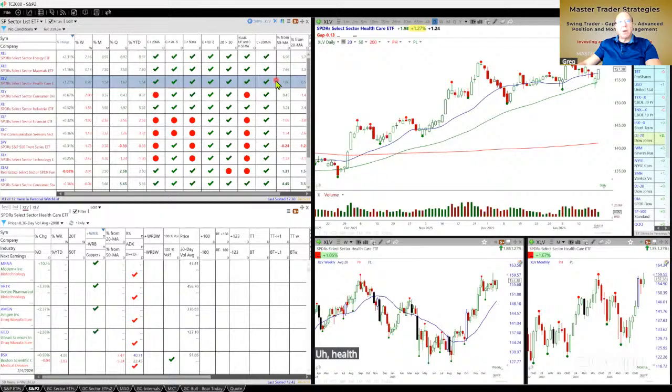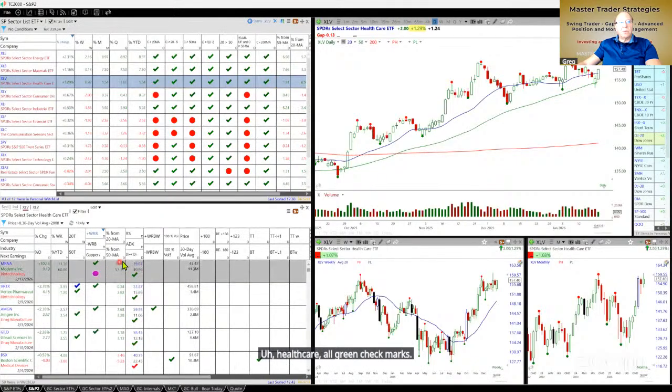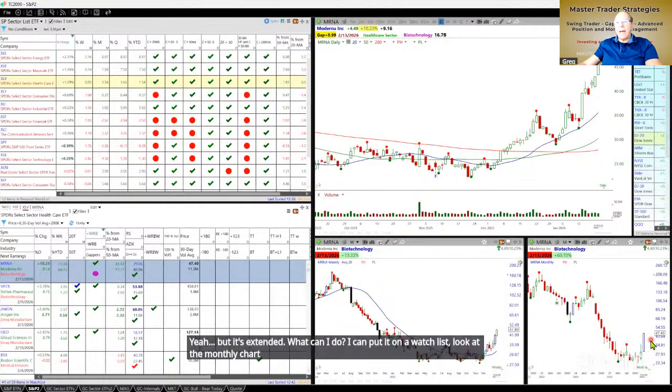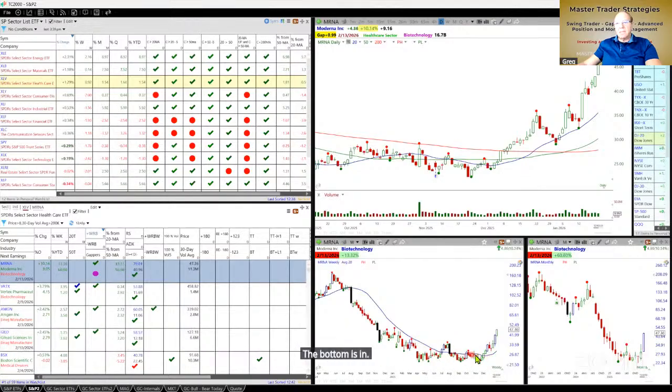Healthcare, all green check marks. What's strong? Are there any wide range bars? Yeah, but it's extended. What can I do? Well, I can put it on a watch list. Look at the monthly chart. This is bottomed. The bottom is in. It's consolidating. Right? This is the kind of patterns we're looking for. Pullback patterns, shallower pullback patterns. I can't chase it because, even though I believe it's likely to go up, it's just not the entry point that I'm looking for.